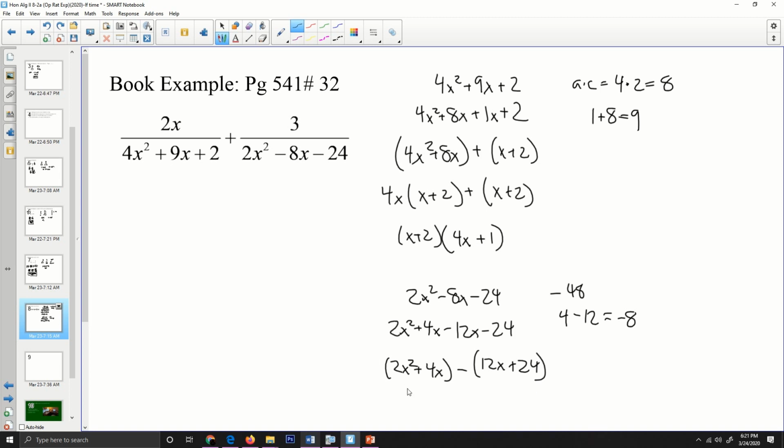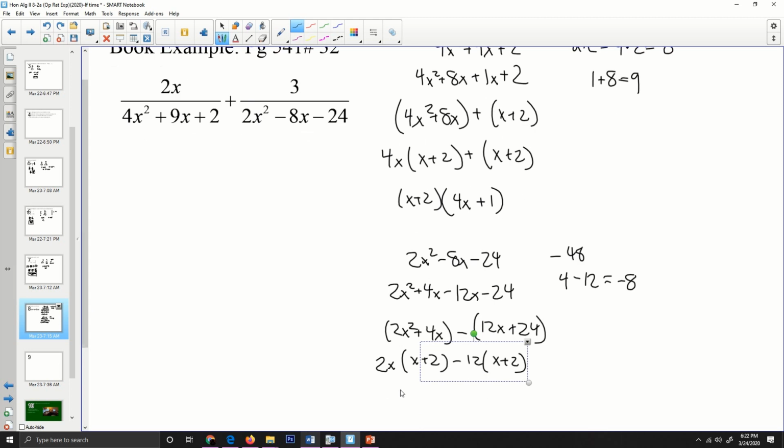All right. So the greatest common factor of 2x squared and 4x is going to be 2x. That'll leave me with x plus 2, that's good. And then when I factor out a 12, I'll have x plus 2, and that's good. So I will have 2x minus 12 times x plus 2. You'll notice that there is an x plus 2 in both of these two sets of factors.